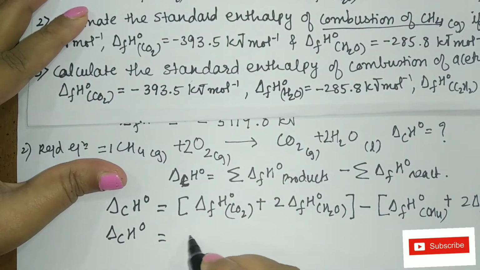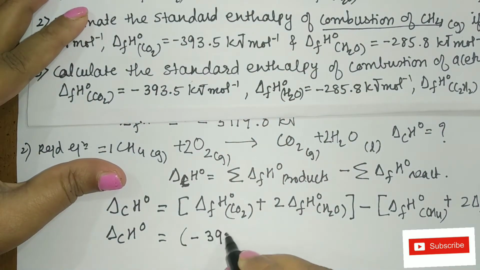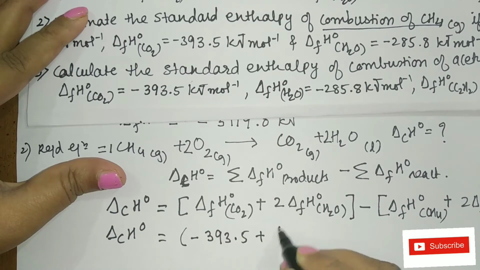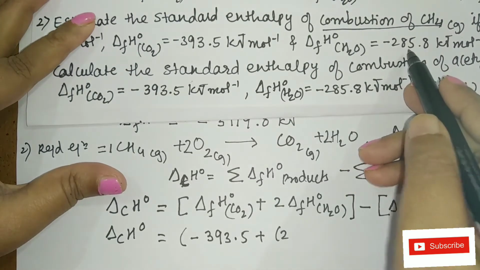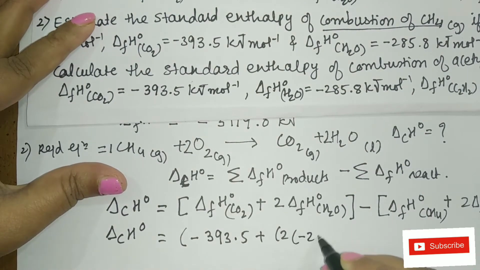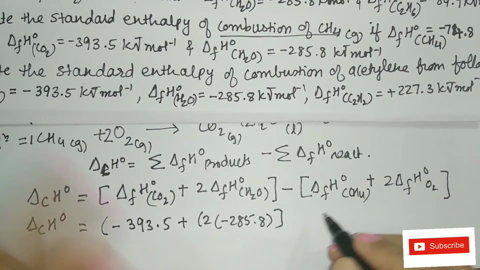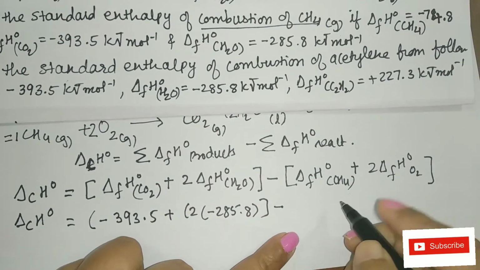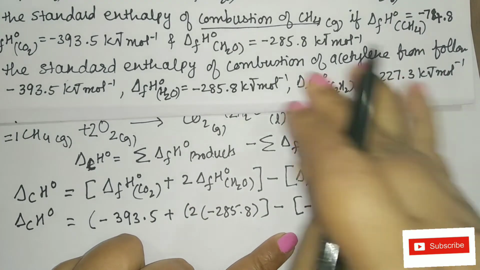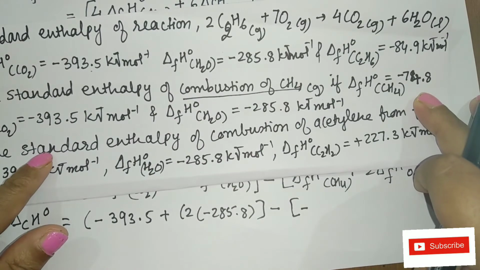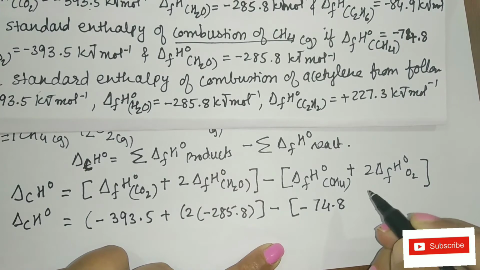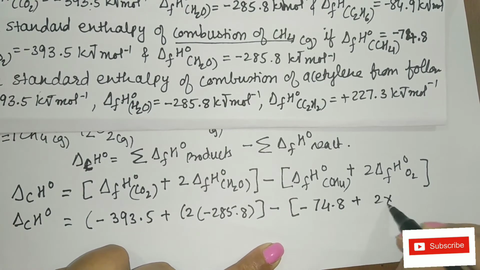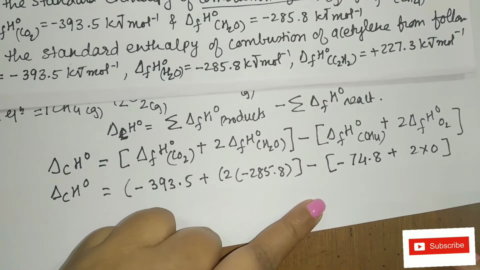So let us substitute. So it will be minus 393.5 plus 2 times what is given for water. Water they have given minus 285.8. So product side is over. Minus, let us substitute for methane now. For methane, they have given minus 74.8. So I will substitute minus 74.8 plus 2 into 0, because again here oxygen is in the elemental state.